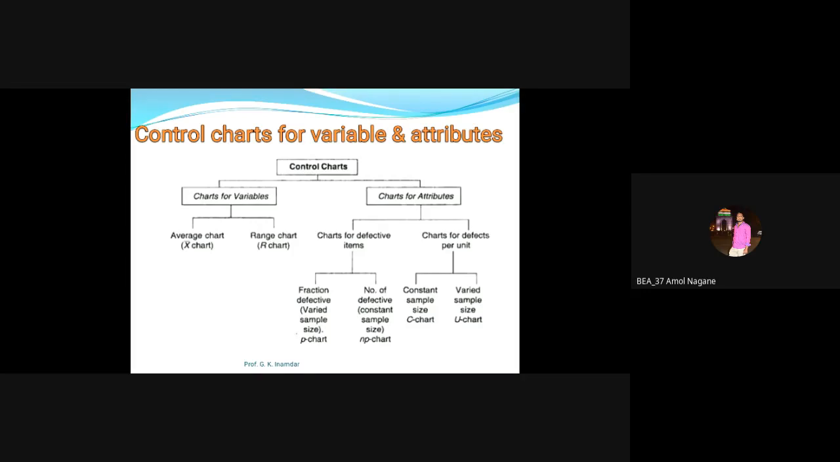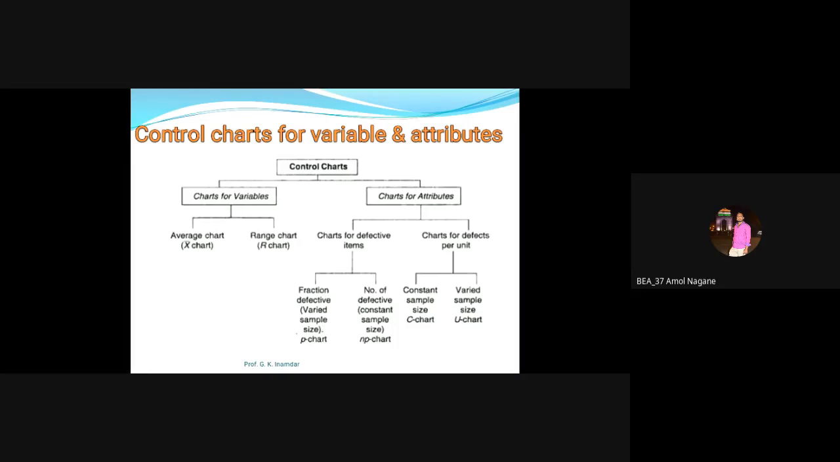So these are the types of charts for fraction defects under charts for defective items. Suppose, for example, there is a nut and bolt manufacturing industry, and a large number of products are being produced. How can we find out which items or products are defective? Some defects may be there, for example a diameter dimension difference or some fatigue. According to that, we can find out the fraction defectives with the help of the p chart. We will discuss that point in the problem also.